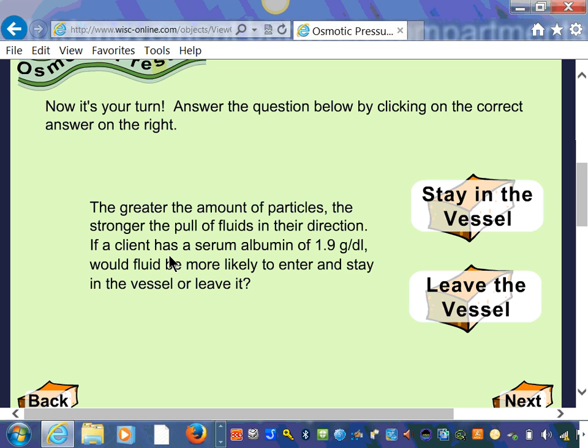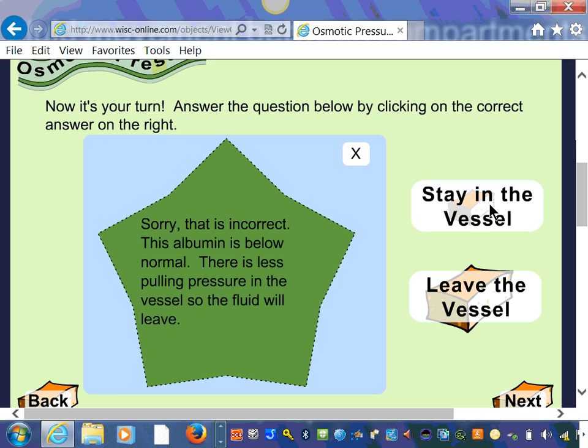So if a client had a serum albumin of 1.9 grams per deciliter, would fluid be more likely to enter or stay in the vessel or leave it? Just take a guess, since you don't know whether 1.9 is normal, lower or higher. Okay, you say stay in the vessel. No, it's below normal. It's too low, so the fluid will kind of be outside the vessel.